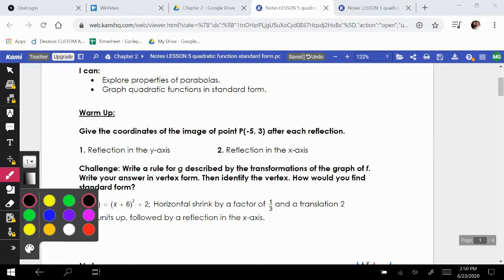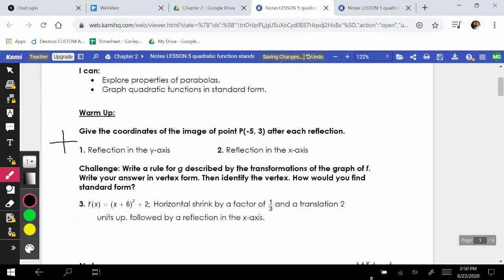So I first have a reflection in the y-axis. Let's just pretend that we're plotting (-5, 3). That would be somewhere over here. And if I'm reflecting it over the y-axis, it's going to flip over here. So you can see how that movement is horizontal, which is why another name for reflection in the y-axis is a horizontal reflection. For horizontal reflections, we take the x values and multiply by -1. So if I take -5 and multiply by -1, I would get +5.